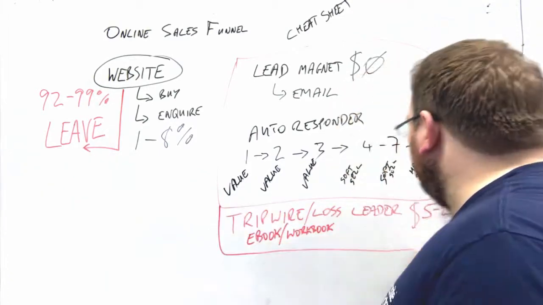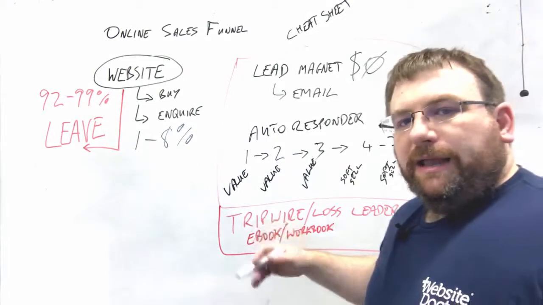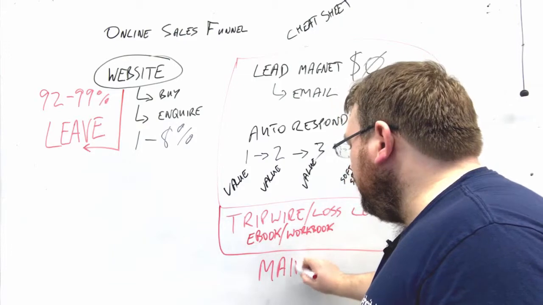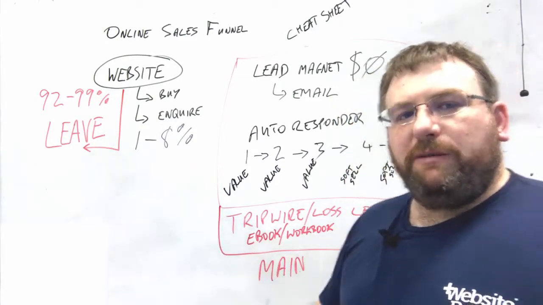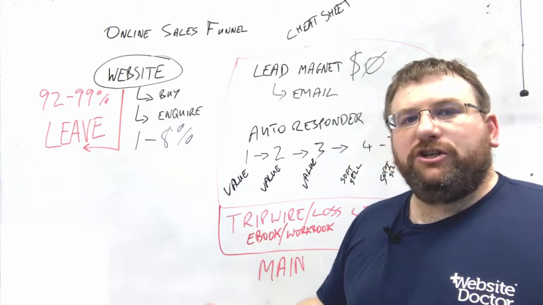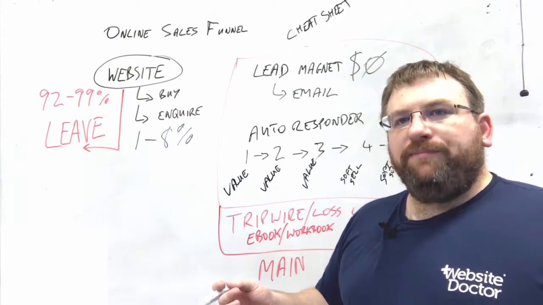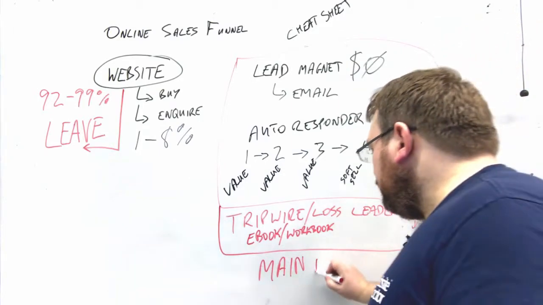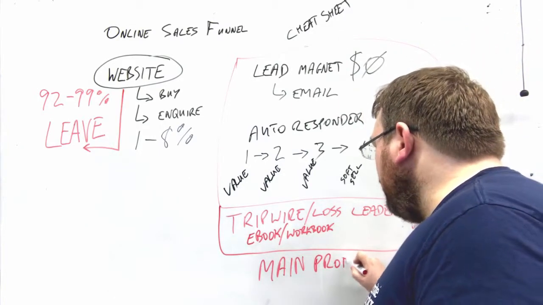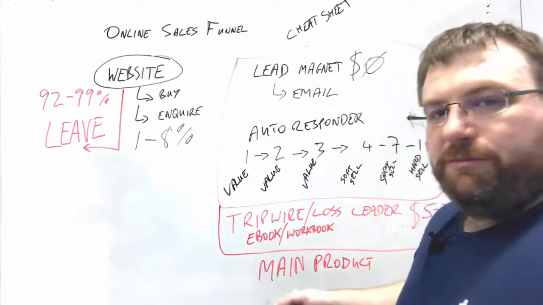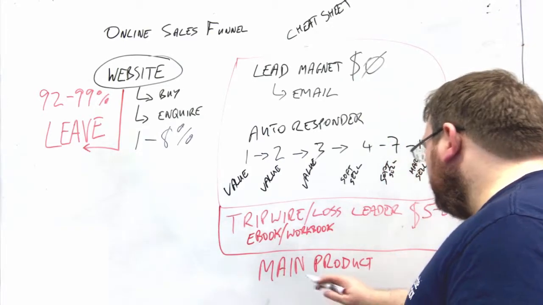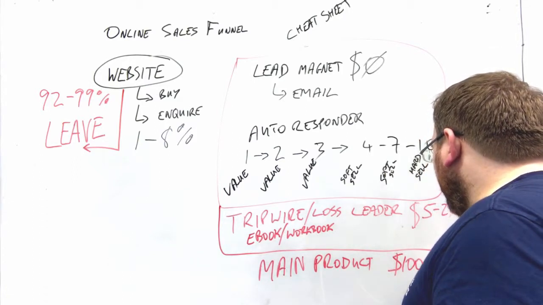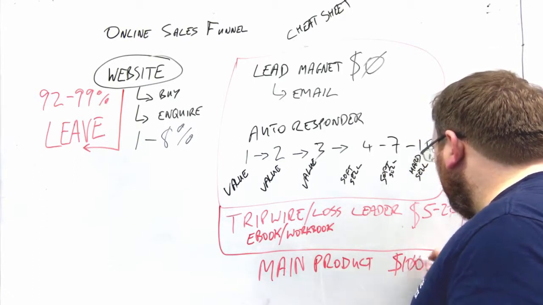So that's the tripwire. And then after the Tripwire is your main product. And again, this was originally developed in terms of the information marketing industry. So it does translate across to other industries, but you'll see a lot of the examples that are used are in information marketing or online marketing. So your main product then would typically be something like $100 to $300 in value.